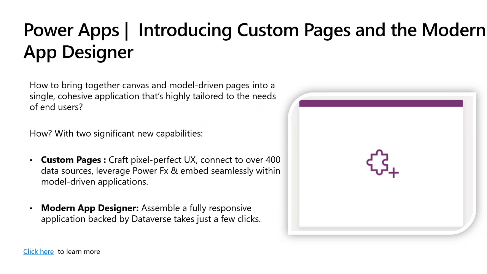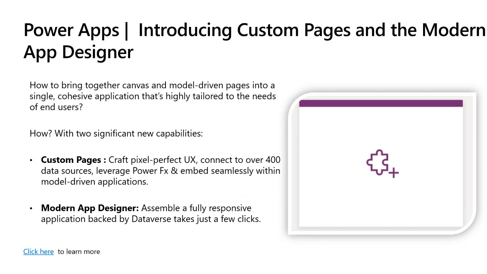With this, you can craft pixel perfect UX apps with canvas apps and connect over 400 different data sources. You can leverage Power Fx, and then you can embed those within model-driven apps. That's what we're referring to as custom pages. After you do that, the result is a ready for enterprise type app that can fluidly combine grids and forms over Microsoft Dataverse with completely tailored custom screens.